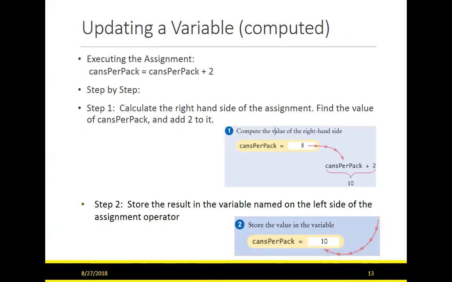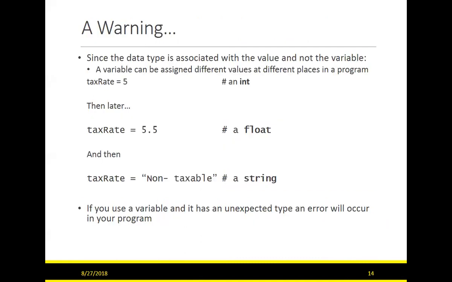All right, cans_per_pack = cans_per_pack + 2. We could do that as well. We could do math, and the value of whatever was in cans_per_pack is replaced with it plus 2. So if it was equal to 6, now it's equal to 6 plus 2. Okay, pretty easy there. In that case, it ended up being 8 to 10.